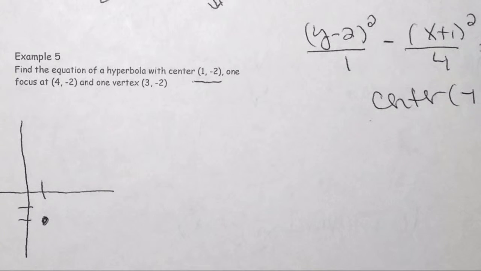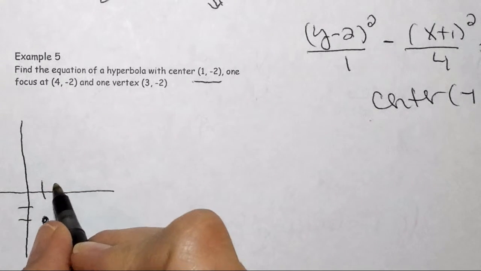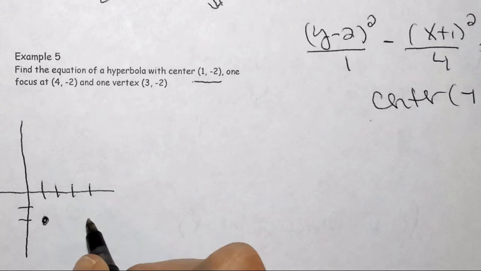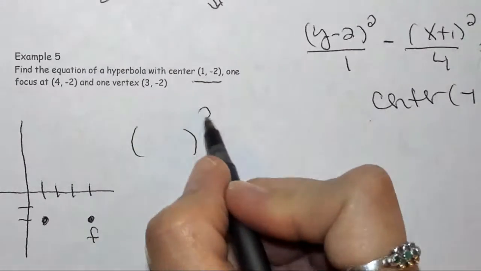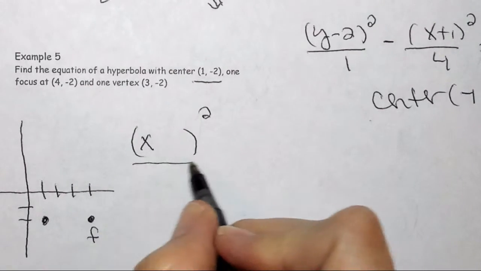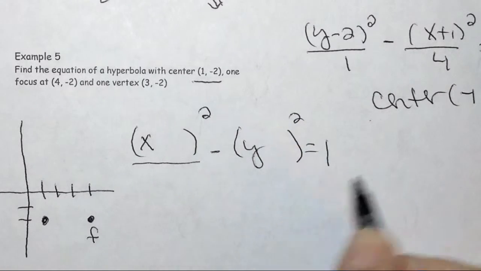Yes, I am. But I don't know if X or Y should come first yet because I don't know which way it goes yet. So I got to keep graphing. I have a focus at 4, -2. So 1, 2, 3, 4. I know which direction it goes now. Which direction does it go? Left and right. So I can go ahead and write that part of my equation. I know the X is going to come first, minus the Y is going to come second, and I know it has to equal 1.